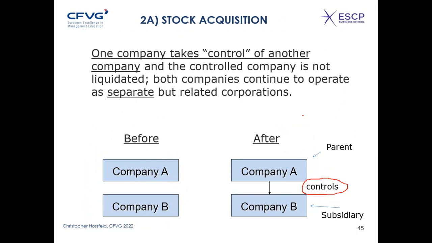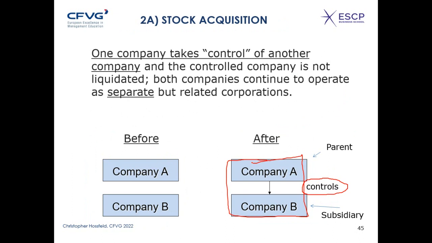Economically, however, there is no difference between these three forms of business combinations. In the stock acquisition case, company B is not independent from company A. You have to see economically company A and B together.